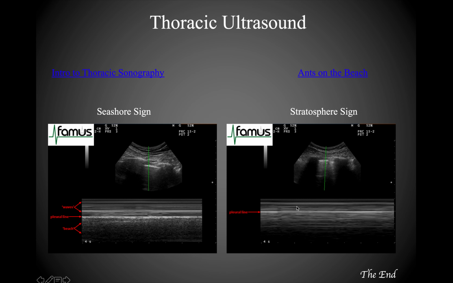So again, the waves still look relatively similar. The pleural line looks very similar, but now below this, you don't really see the beach that you normally would have expected. And so this is an indication of an abnormality. So probably some sort of pneumothorax, or possibly even a pleural effusion that's causing this sort of appearance. So the stratosphere sign generally, but not always, is a sign of an abnormality. But again, it's not always. There are other normal physiological changes that can cause the stratosphere sign.